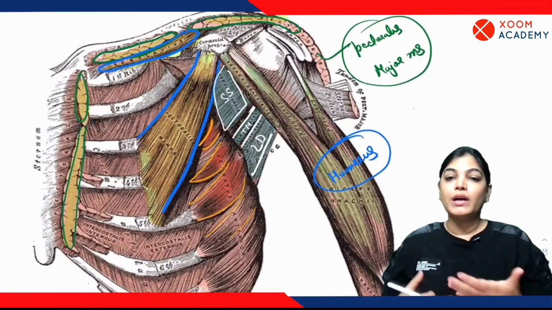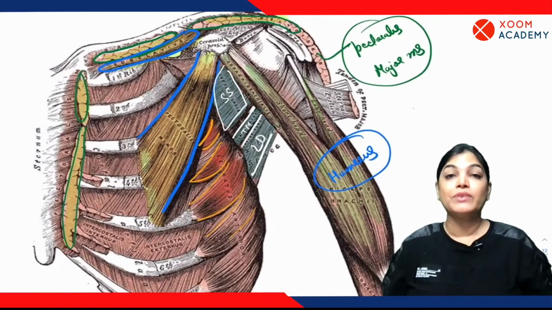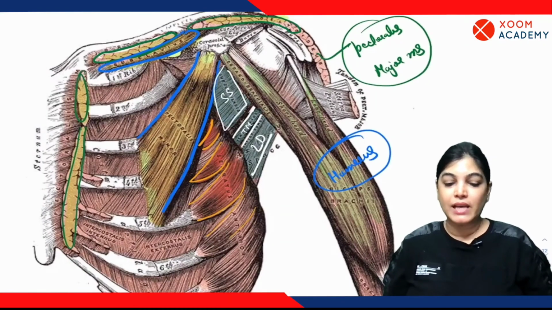Now if I talk about the basal aspect of the axilla, it is merging with the axillary fascia. We have already discussed and seen the boundary of the apex, and let's see the important boundaries. I will write it for you.